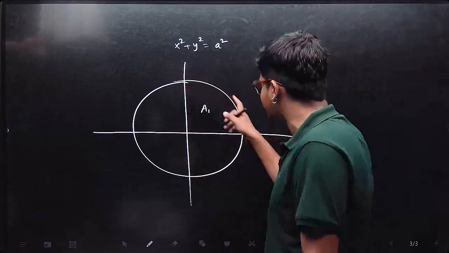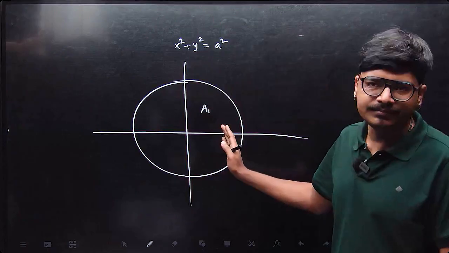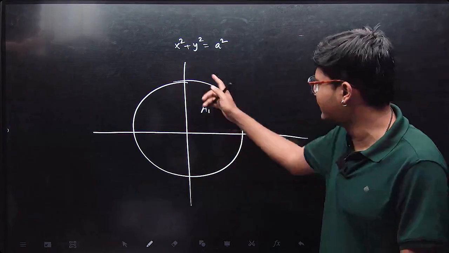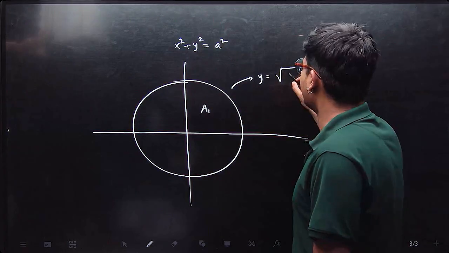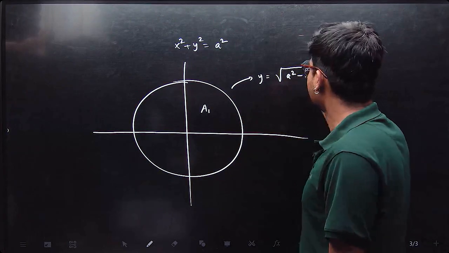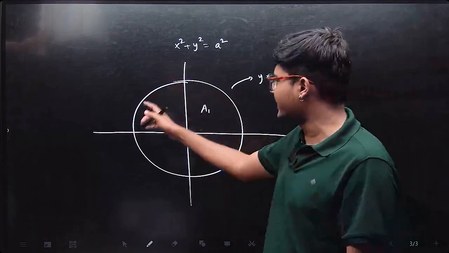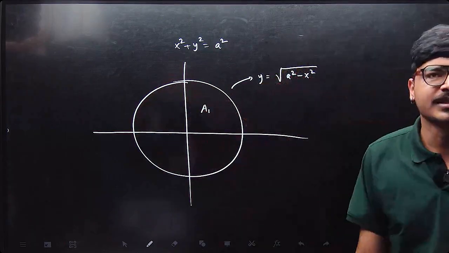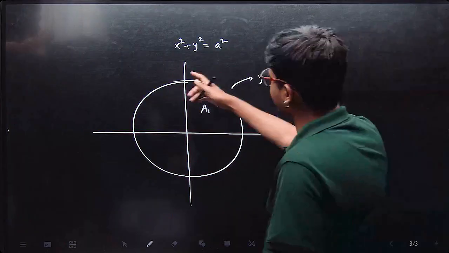Because in this first quadrant, if I just focus on the curve here, now it forms a function, right? What is this going to be? In this region, it's nothing but y is equal to plus square root of a square minus x square. Yes or no? This is the upper semicircle. You're forcing y to be positive, which means you get this upper semicircle, right?